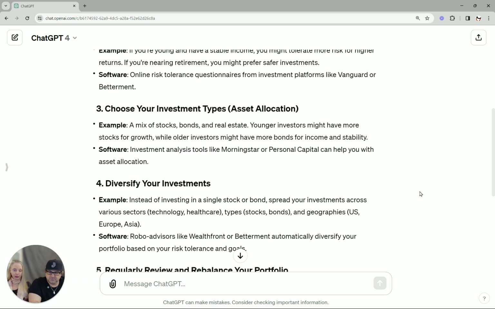Choose your investment types. This we're familiar with: a mix of stocks, bonds, and real estate. The younger you are, the more time you have, and you also have more time in those risks to make some mistakes. But what we want you to do is hopefully not take those losses. They can really hurt you. If you go down the wrong path, it could hit your credit, and that can ruin you.